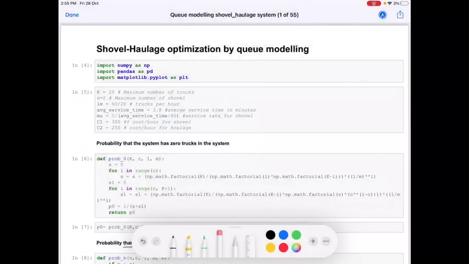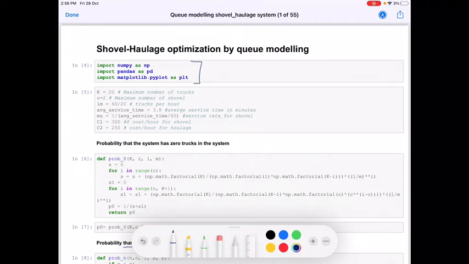These are the various theoretical concepts of queue modeling, and we have also discussed how we can calculate the cost per hour for a machine. Now I am going to show you how we can build a queue model for a shovel haulage system. I have done it in Python. You can also do it in an Excel spreadsheet because it is very easy to implement queue modeling. Here I have used three basic packages for queue modeling: NumPy, Pandas and Matplotlib.